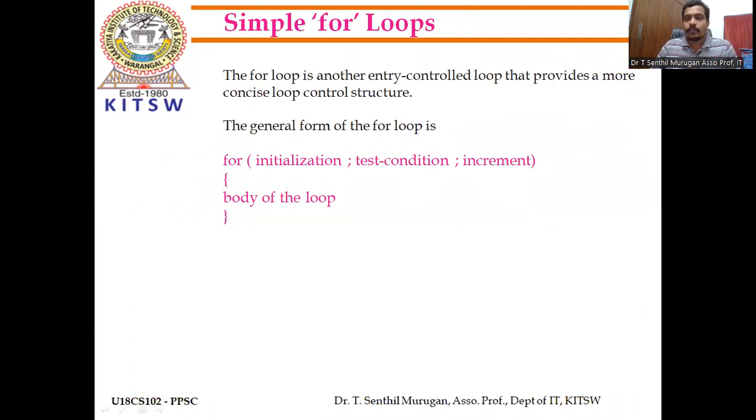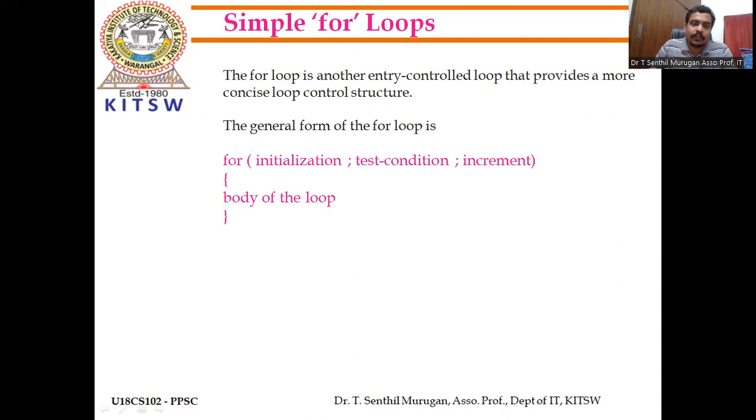So, the for loop is another entry controlled loop. Okay, so we have two types of loops. One is entry controlled, another one is exit controlled. Entry controlled means first check the condition and enter into the loop. Exit controlled means first execute the body, then check the condition. But there is a more concise form of loop, the for loop.